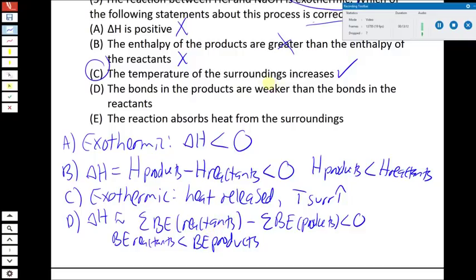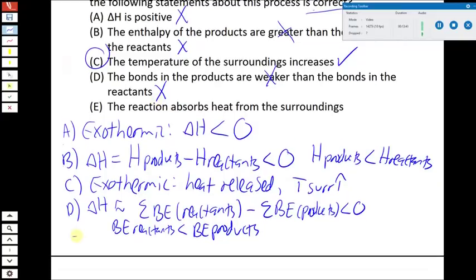Choice D simply said they're weaker, so that's also incorrect. All right, so anytime you have an exothermic reaction, you have stronger bonds on average in the products than the reactants, because when you form a bond, that's an exothermic process. So if the overall reaction is exothermic, that would only be true if the bonds that you form on the product side release more energy than the bonds you break on the reactant side. So that would mean that the bonds in the products are stronger for an exothermic reaction.